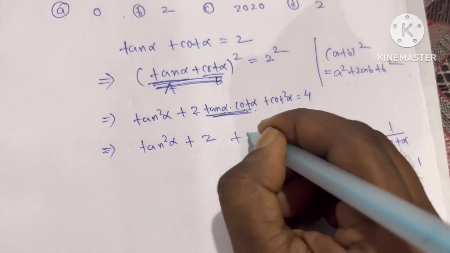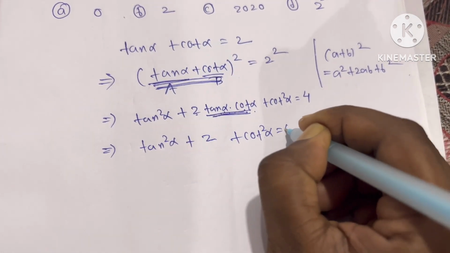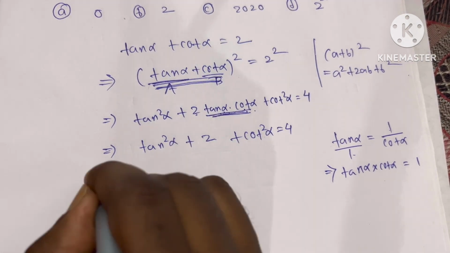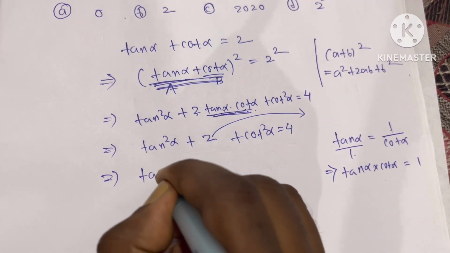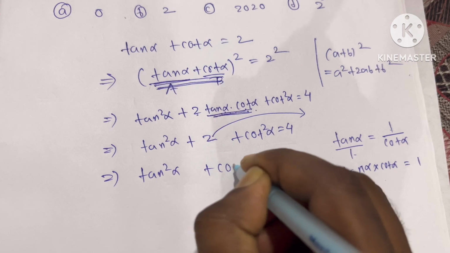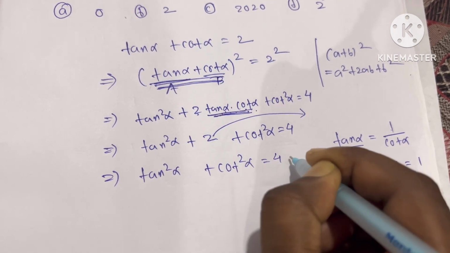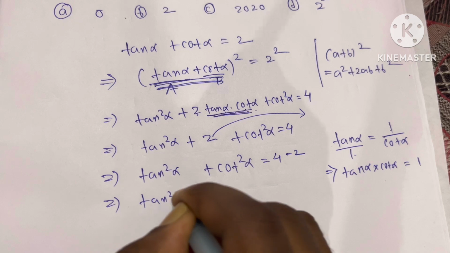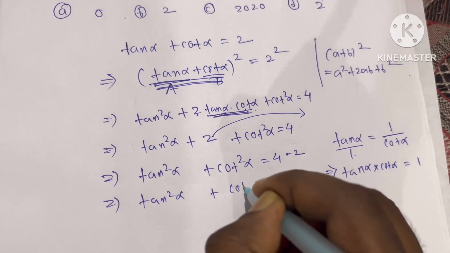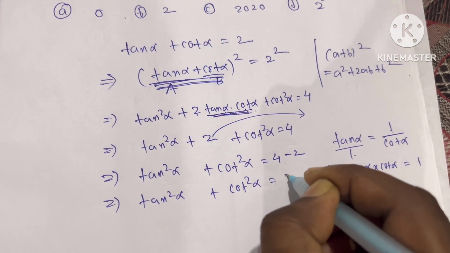Yes or no? Plus cot square alpha is equal to 4. So if I transpose this to the right-hand side, then tan square alpha plus cot square alpha is equal to 4 minus 2, which implies tan square alpha plus cot square alpha is equal to 4 minus 2, which is 2.